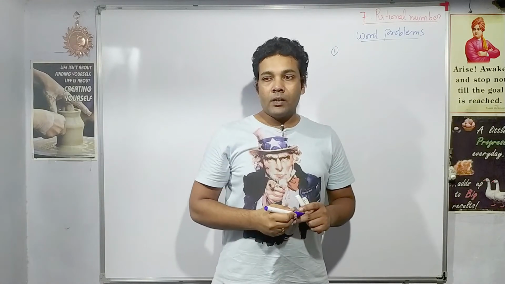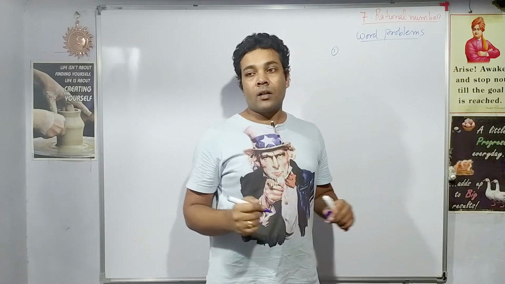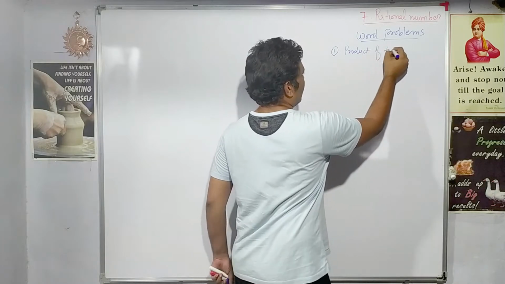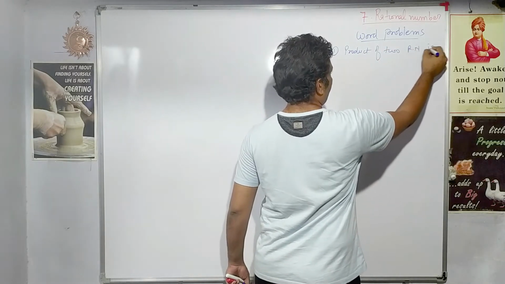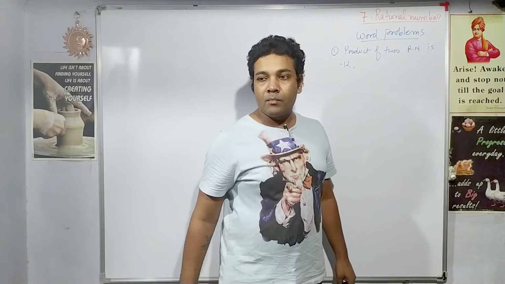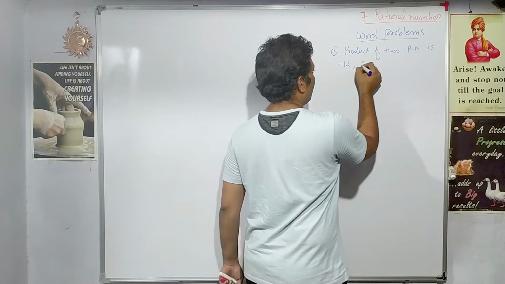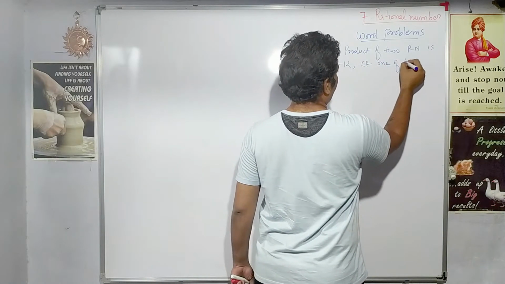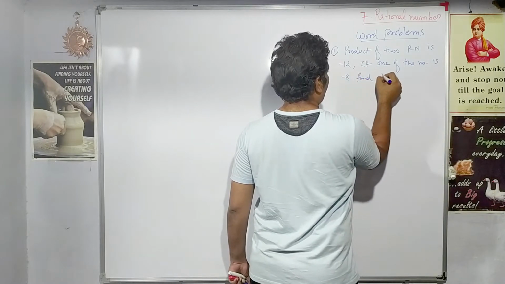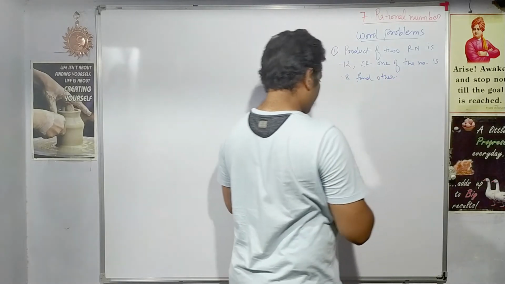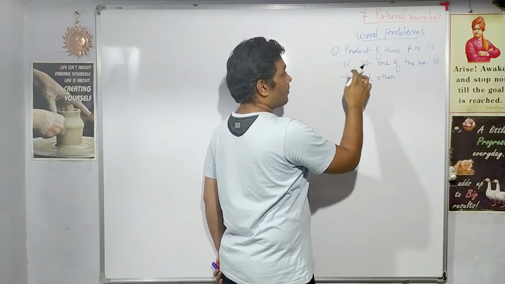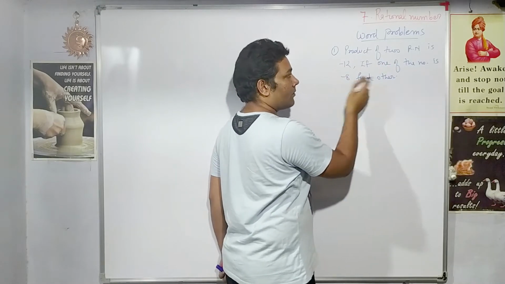First question we have is: the product of two rational numbers is minus 12. If one of the numbers is minus 8, find the other. Again a very simple question, right? So the product of the two numbers is minus 12. One of the numbers is given, we have to find the other.